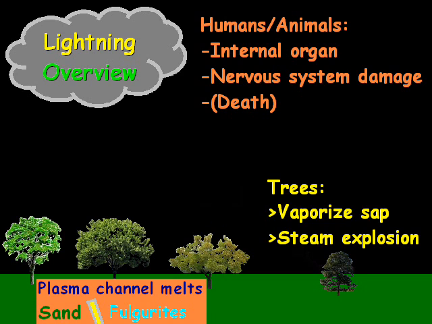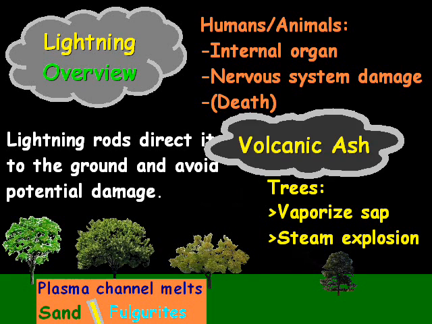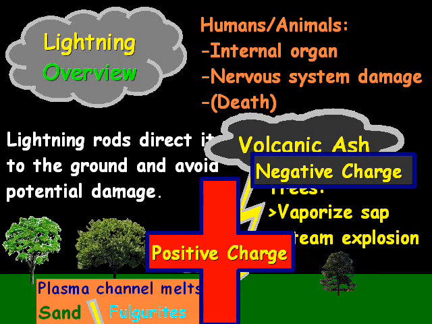Now, lots of houses and buildings have lightning rods on them, and what that does is direct it to the ground to avoid potential damage. Lightning isn't just restricted to normal clouds and things like that. You can have volcanic ash cause it too. Again, we're looking for the negative charge and the positive charge being different.